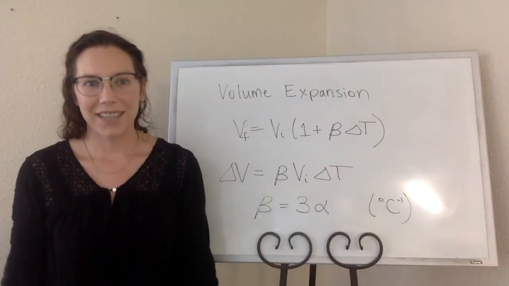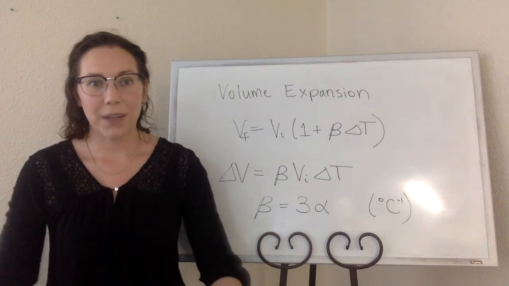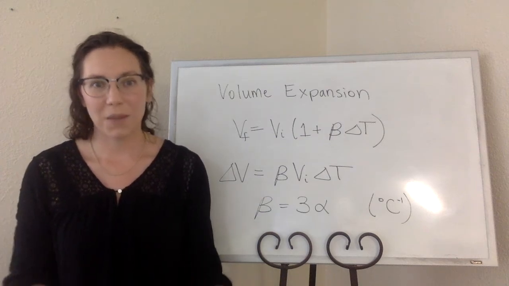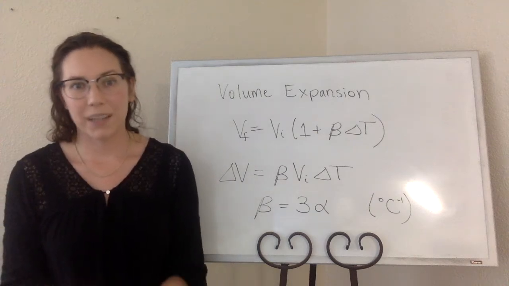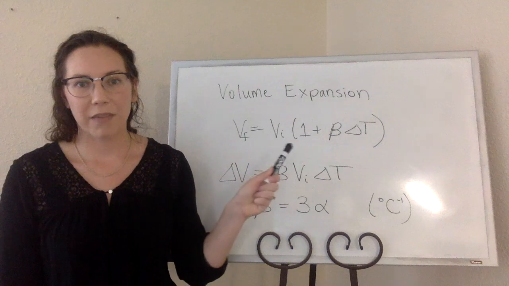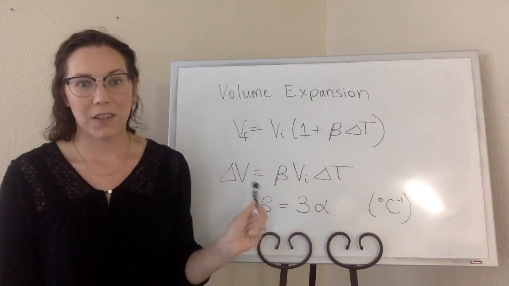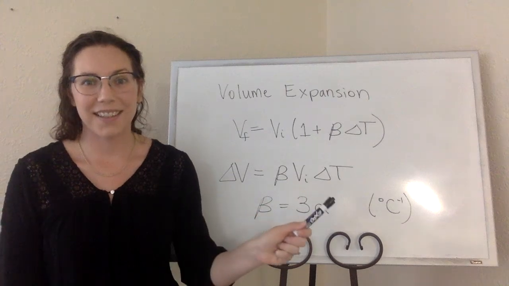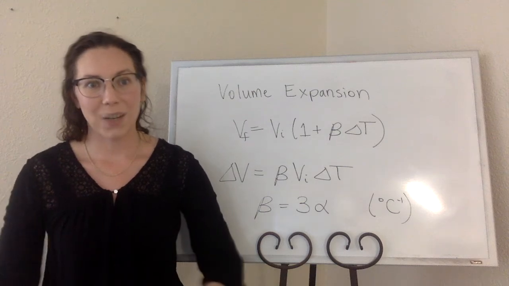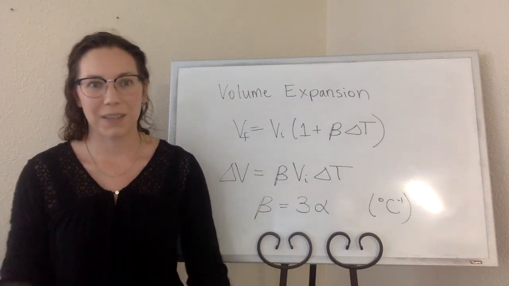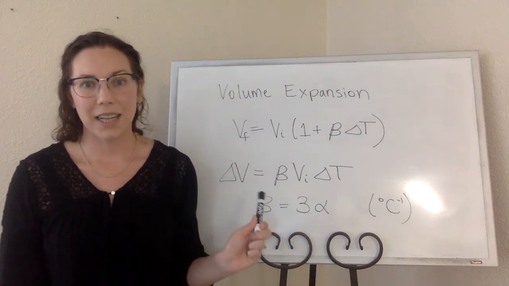The concept of linear expansion can be applied to each dimension of an object, and when we look at it overall, we can consider its volume expansion. So these formulas look very similar to what we saw for linear expansion. We have the final volume Vf equals the initial volume Vi times 1 plus beta delta T, or the change in volume equals beta Vi delta T. So beta is called the coefficient of volume expansion, and you can find this in a table as well since it's specific to the substance. And the relationship between beta and alpha is that beta equals 3 alpha.